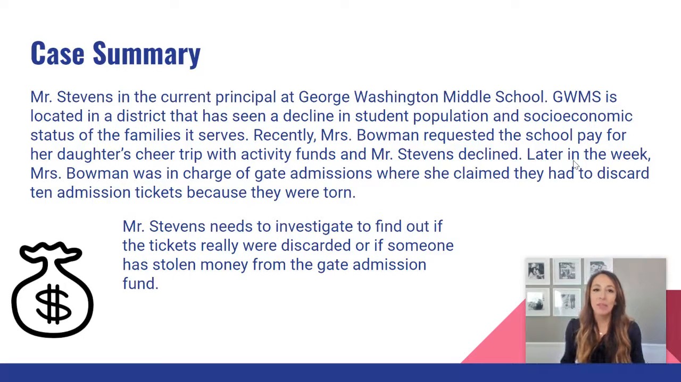Case summary. Mr. Stevens is the current principal at George Washington Middle School. GWMS is located in a district that has seen a decline in student population and socioeconomic status of the families it serves. Recently, Mrs. Bowman, a parent of a student there, requested the school pay for her daughter's cheer trip with activity funds, and Mr. Stevens declined.